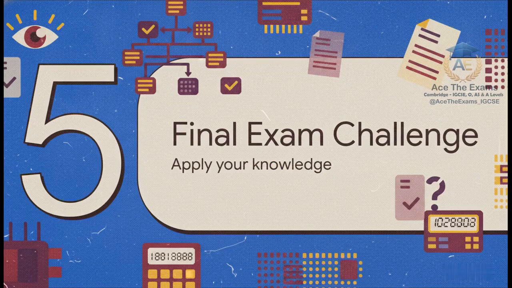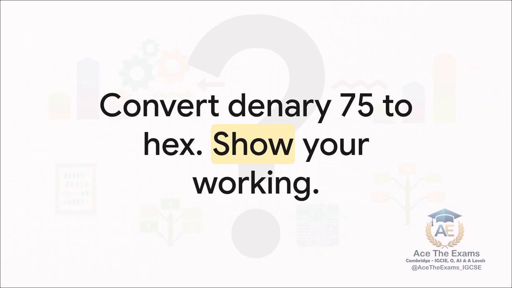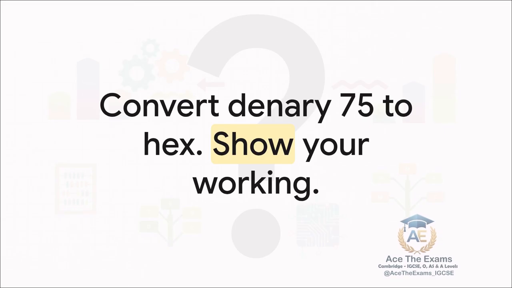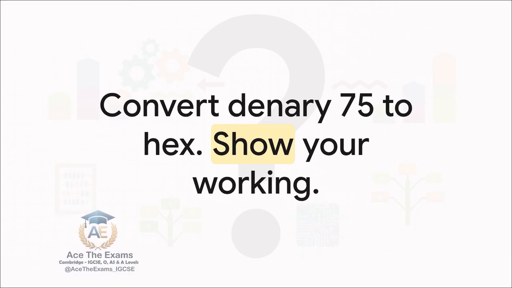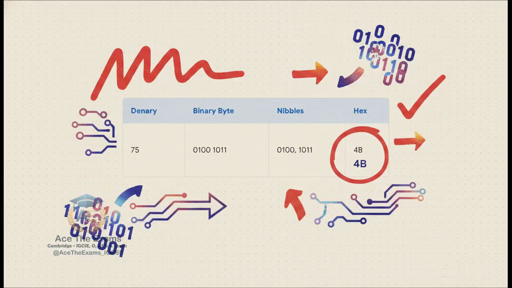Section 5. Final Exam Challenge. All right, it's time to raise the stakes one last time. Here is your challenge. Convert the Denary number 75 into hexadecimal. I want you to literally pause this explainer right now, grab a scrap piece of paper, and physically write down your working out using the binary bridge method. Don't just do it in your head. Prove it on paper. Go ahead. Pause now. Okay, you're back.